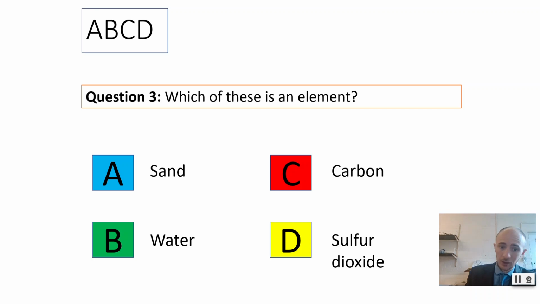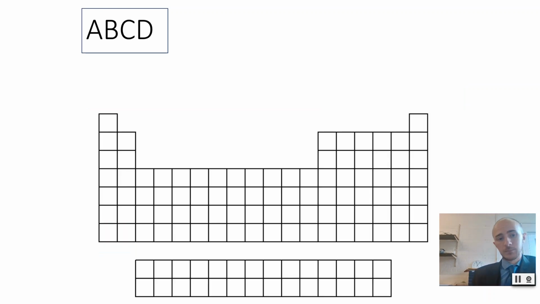Question 3. Which of these is an element? The answer? C. All the others are made of elements. All chemicals are made of elements. Hydrogen and oxygen make water, but carbon is the only element on its own.